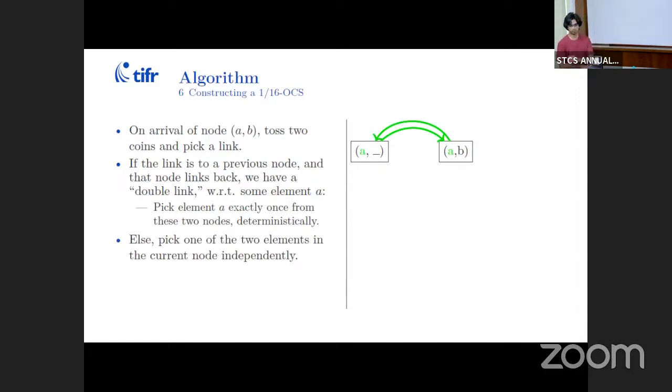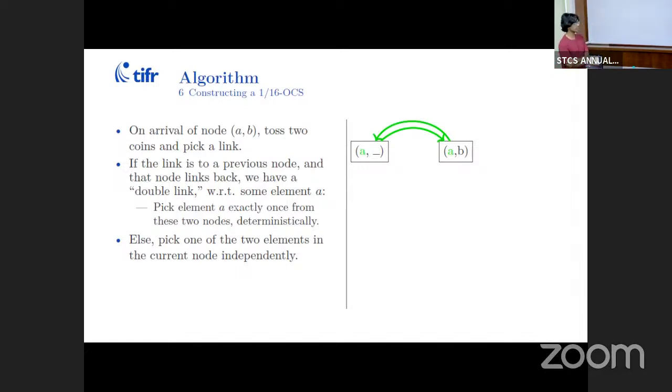This is my algorithm. So the first thing was (A, C). And (A, C) had a double link with (A, B). (A, C) created a link to a future A. So when (A, B) arrives, I'll go and ask, what did I do when (A, C) was there? Did I pick A or did I pick C? If I picked C, I will pick A now. And if I picked A, I will pick B now. So this ensures that whenever there's a double link, I have picked A for certain, exactly once.